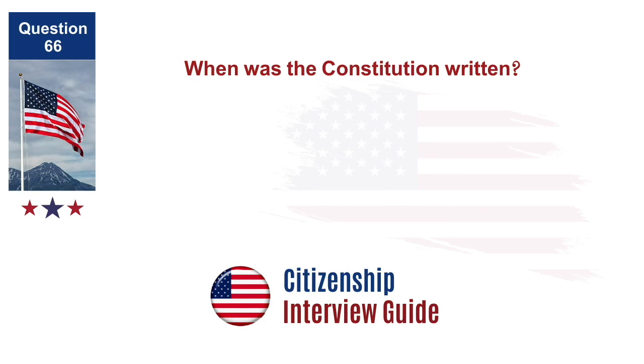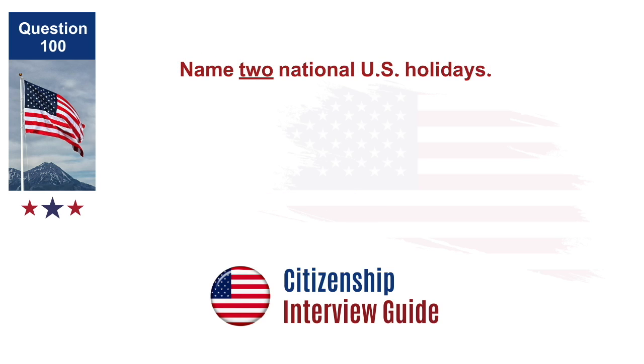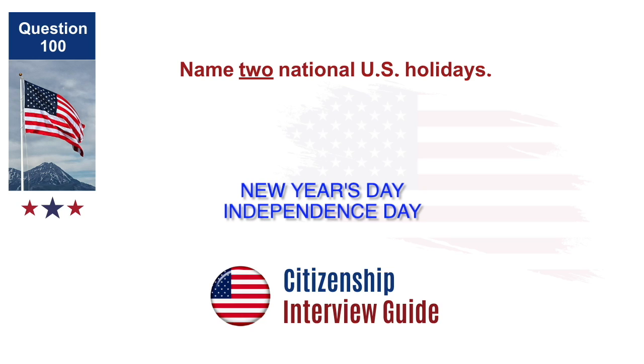When was the Constitution written? (1787). What is the political party of the president now? Republican. Name 2 national U.S. holidays. New Year's Day. Independence Day.